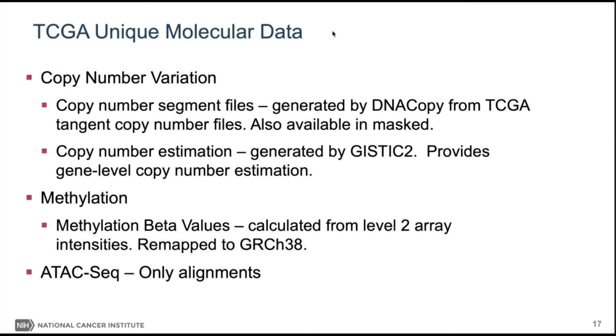Methylation data was calculated from the level 2 array intensities and then was remapped to the reference genome so that the coordinates would match everything else in the GDC. Then lots of metadata was added to each of these beta values regarding which genes they were near or in, that kind of thing. The ATAC-seq data that is hosted in the GDC right now is only alignment, so it's ATAC-seq data that was aligned to GRCh38.